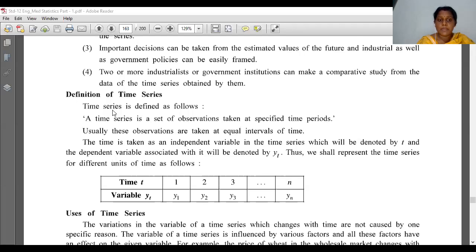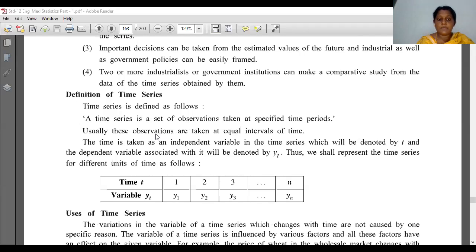Understood? It means the observations, the data we have collected. If we decide to take the population growth from the year 1990 to 2020, then a certain time period is fixed. So a time series is a set of observations, or the data collected, at a specific time period. But the definition you have to write as it is given in the textbook only. You can't write it on your own.